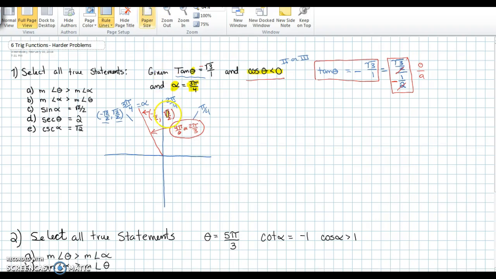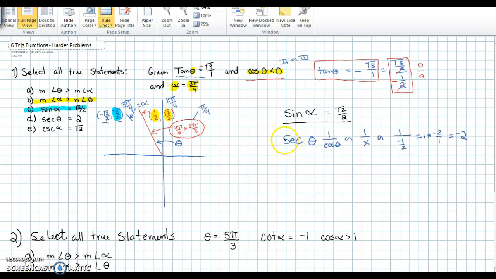Those were the only places where you'd get square root of 3 over 2 is the y, negative 1/2 is the x. Now we know where everything is, and we can definitely see that alpha is greater than theta, first of all. The next thing they asked us was, sine of theta equal to square root of 2 over 2? Well, that's the y value for alpha, 3 pi over 4, so we know that one is true.